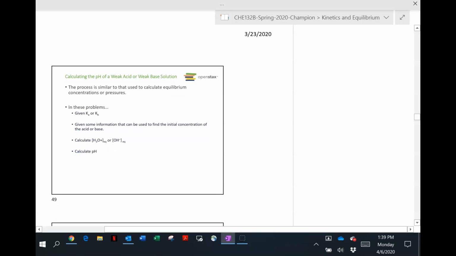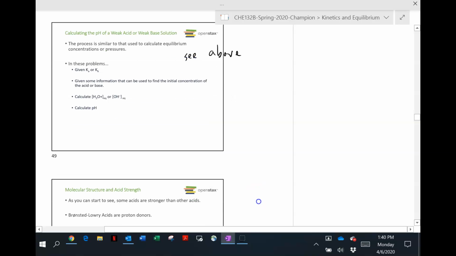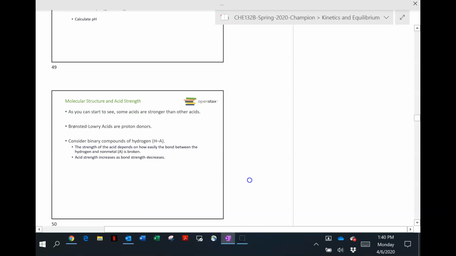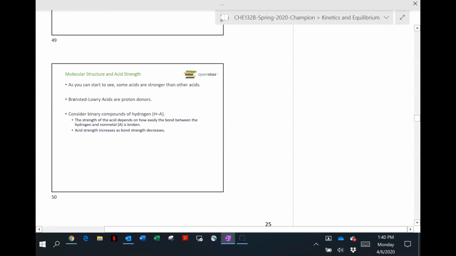All right, so here's a situation where we're asked to calculate equilibrium concentrations. That's exactly what we did above. See above, we did that problem with acetic acid. We'll do some more of those, so don't worry, we got that. When we look at trying to predict whether they're strong acids or strong bases, we look at some things.